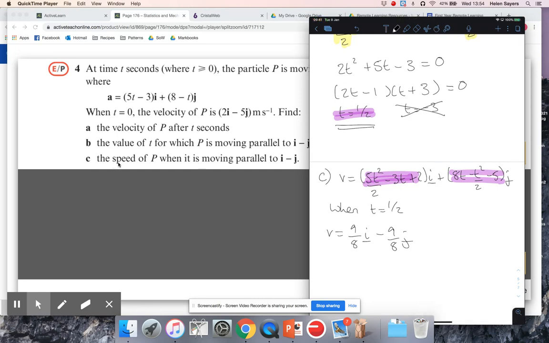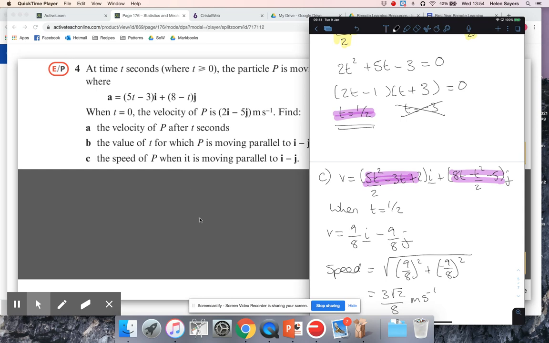And then always, always, always read the question really carefully. It doesn't want velocity for my final answer, it wants speed. So 9 over 8 all squared. I'm squaring, so I'm not really bothered about the minus. I can put it there if I want to, but it's not going to change my answer. Okay, so 9 over 8 all squared, plus another 9 over 8 all squared, square rooted, is giving me 3 root 2 over 8.